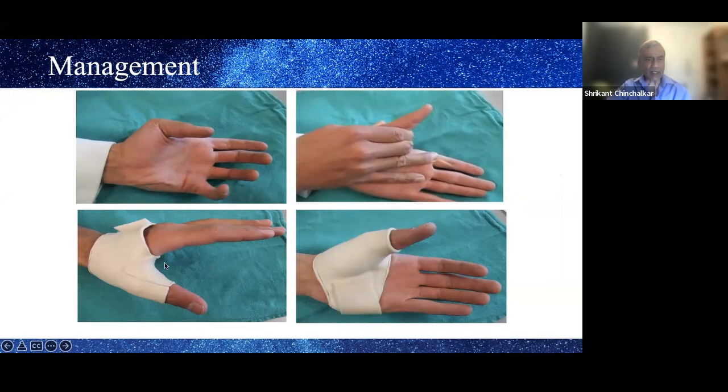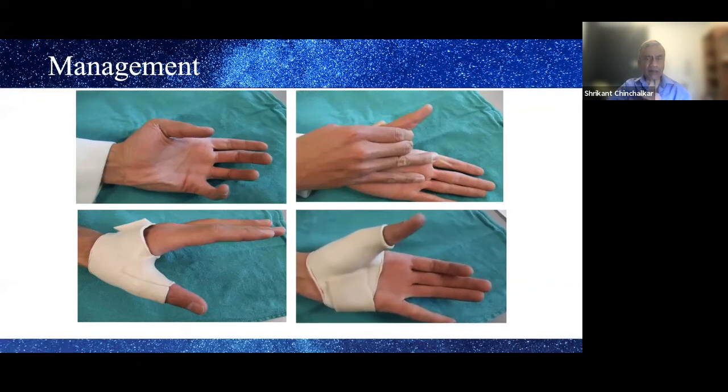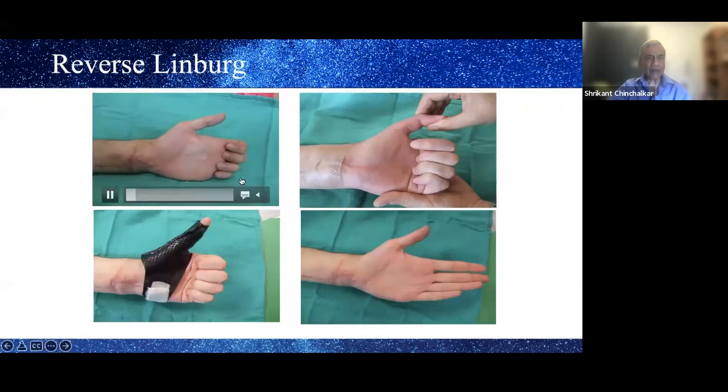So you must provide them with a splint that positions the CMC as well as MP joint in a variable position. You can gradually adjust the position of the CMC and MP joint and then maximize the mobility of the IP joint. However, this is preventable, so we must keep in mind that we are preventing this from happening right from the beginning. And this patient shows reverse Lindburg.